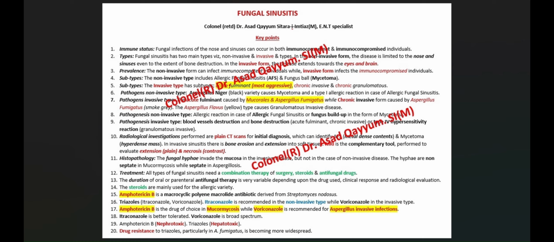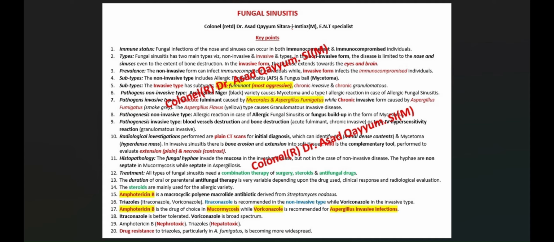Now, point number 10, what are the radiological investigations? Basically, we do plain CT scan for the initial diagnosis, which can identify AFS as metal dense contents and mycetoma in the form of hyperdense mass. In the invasive sinusitis, there is bone erosion and extension into the soft tissue. So, MRI is used as a complementary tool performed to evaluate extension, which can be checked by a plain MRI. And to see the necrosis, we have to use the MRI with contrast.